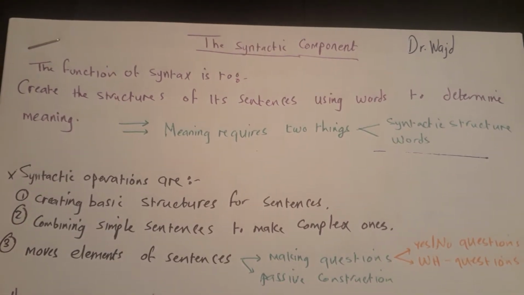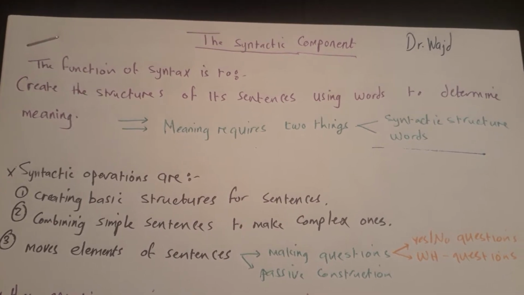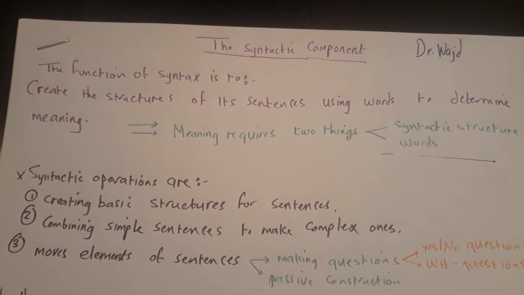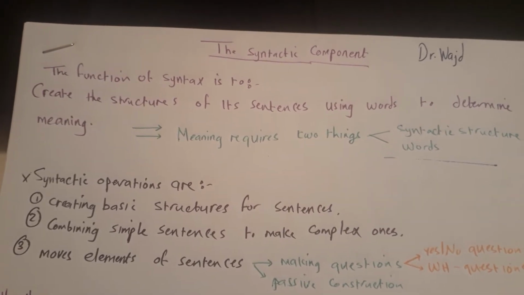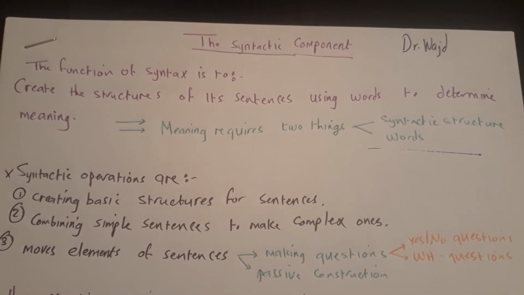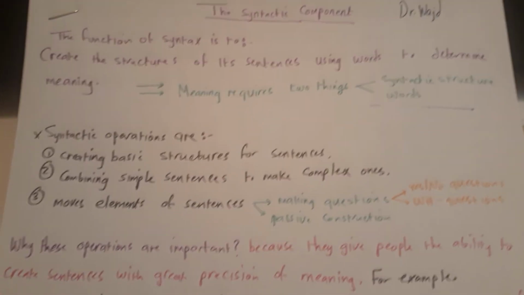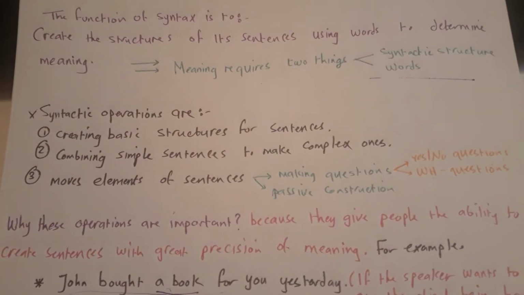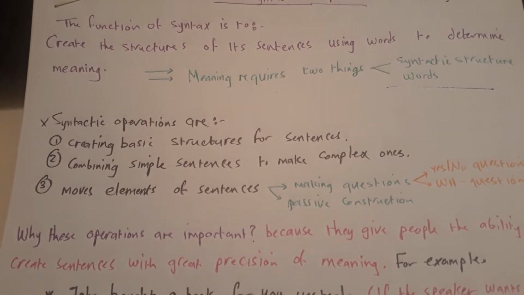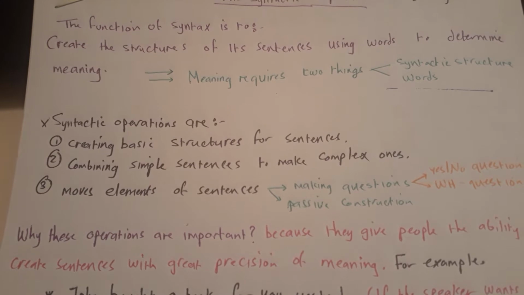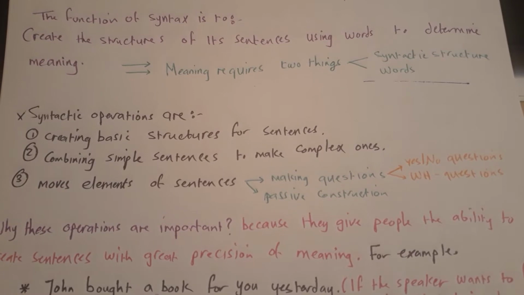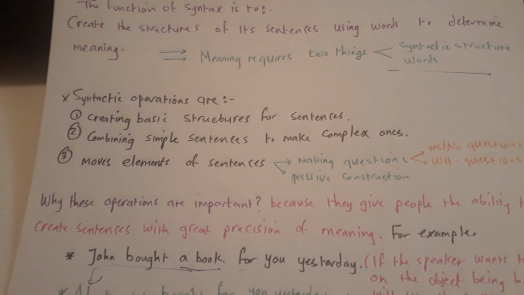We will look at some syntactic operations used to create meaning. So the function of syntax is to create structures, and these structures are used with words to determine the meaning. So meaning requires two things, which are syntactic structure and words. Now, through this video I will talk about three syntactic operations, which are creating simple sentences, combining simple sentences to make complex ones, and movement. And we use movement to make questions or passive constructions.